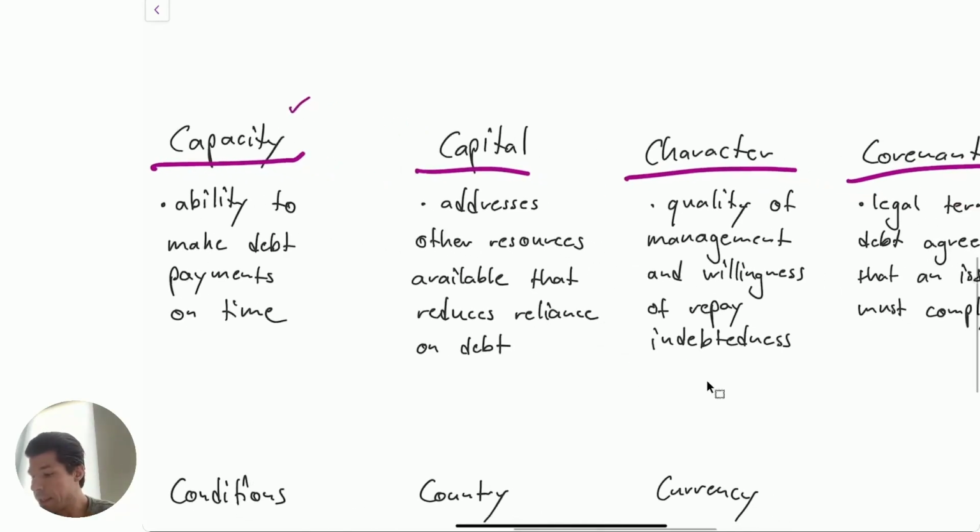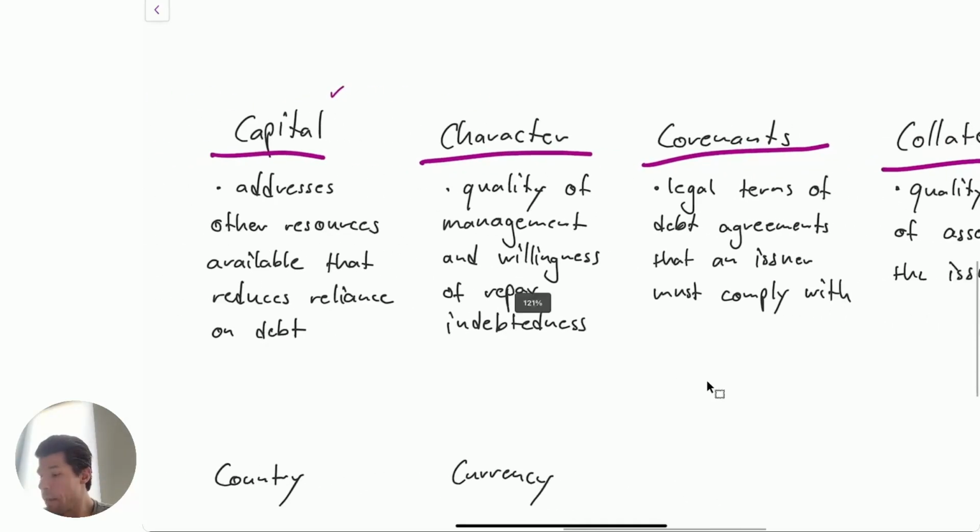Second one is capital. Capital addresses other resources available that reduce the reliance on debt. Could be that they use other working capital, that they collect cash from their customers earlier or pay some of their suppliers a bit later. Could be that they have other debt instruments or equity instruments outstanding. So it really looks at the entire capital structure and sees what other sources we have so that we don't rely on debt too much.